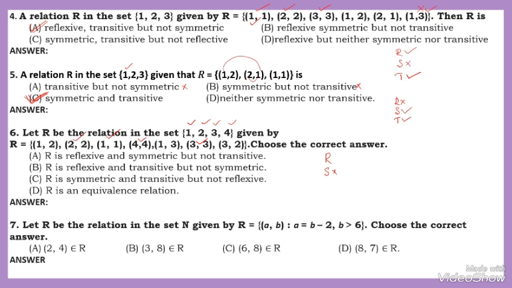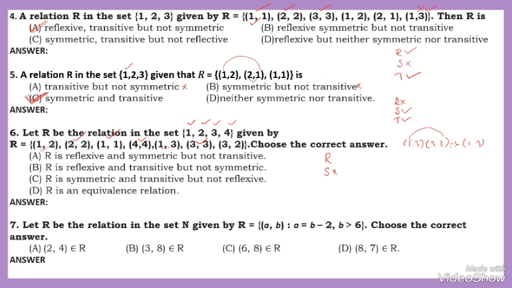Similarly, I will check the transitive property. Okay, transitive property. 1 is related to 2. Again 2 is related to 2. 1 is related to 2, okay, the transitive property holds. Again, here I will consider (1,3). 1 is related to 3. Again 3 is related to 3. Then that's why, what we have written, 1 is related to 3. Okay, this is the transitivity.